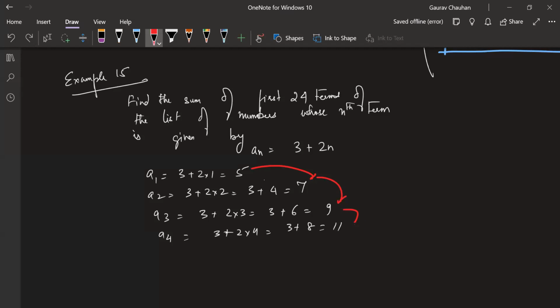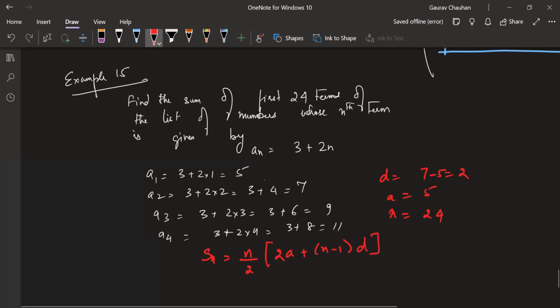I know D, I know A1, or that's A. So I know that D is equal to 7 minus 5, which is equal to 2. I know A is equal to 5. I know the number of terms is equal to 24. I have to find the sum of n terms: n by 2 into 2a plus n minus 1 into d. Put all these values in this formula and you will have your answer. Okay.